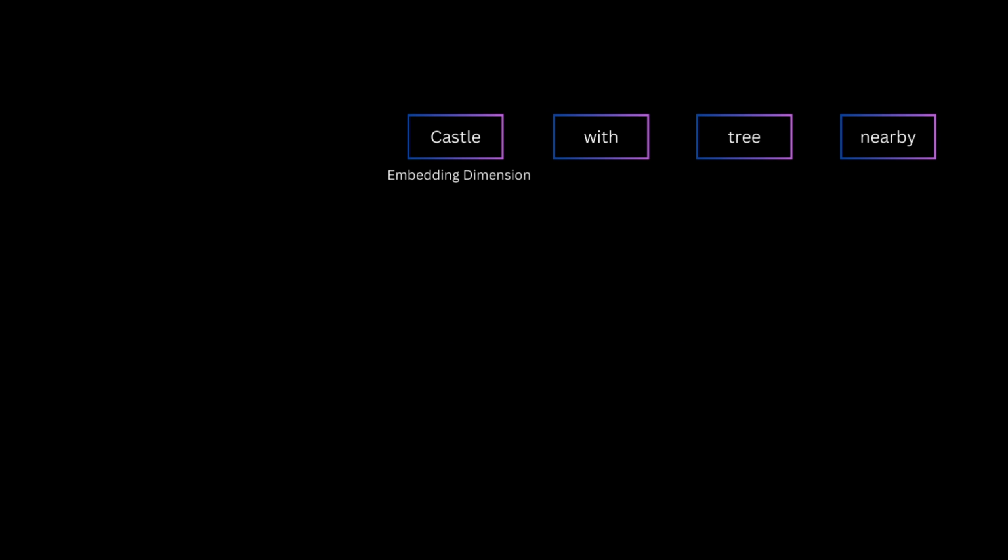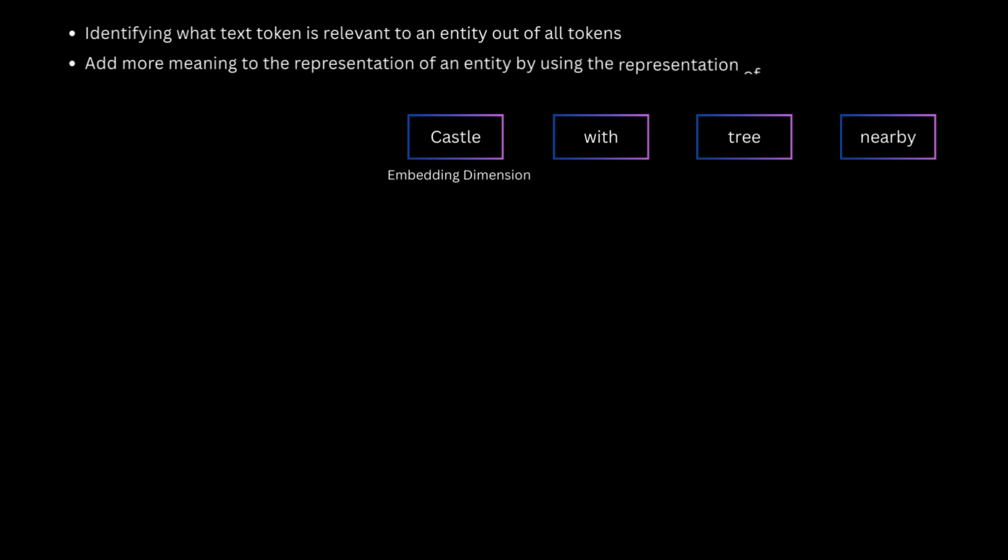For cross attention, our goal is still very similar to self attention. We want to identify for a given entity, or here a feature map cell, how relevant each of these text tokens are, and then using these relevance values, bake in the representation of these text tokens into the input.